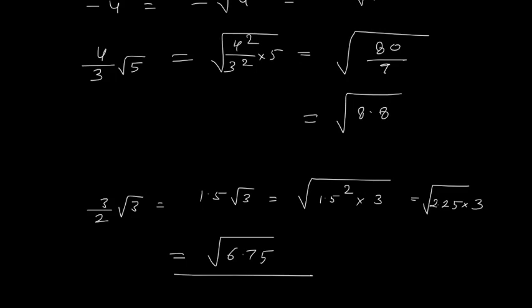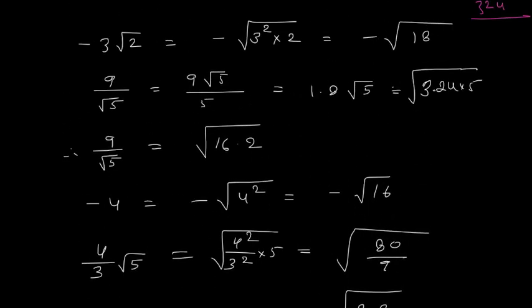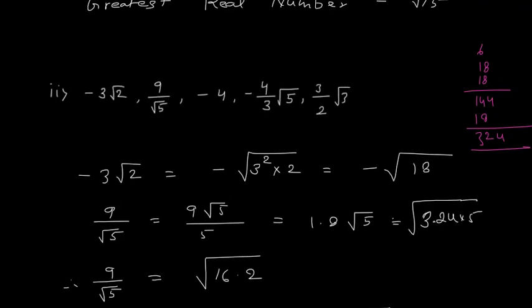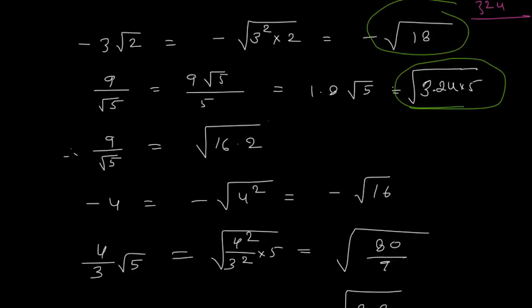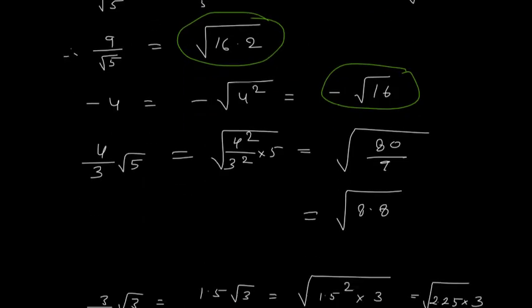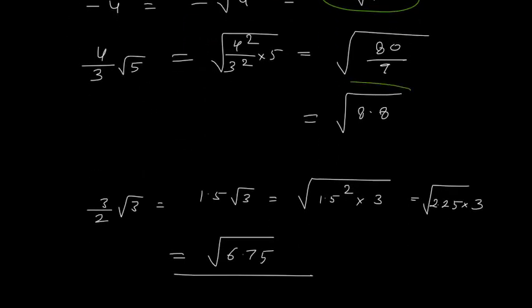Now I will arrange all these numbers in ascending order. So first I got minus root 18. This is the smaller value. This is the positive value. Okay, then this is a positive value. So now, the same expression I am simplifying here. Then I have this negative value. Then I have this positive value, and finally I have this positive value.